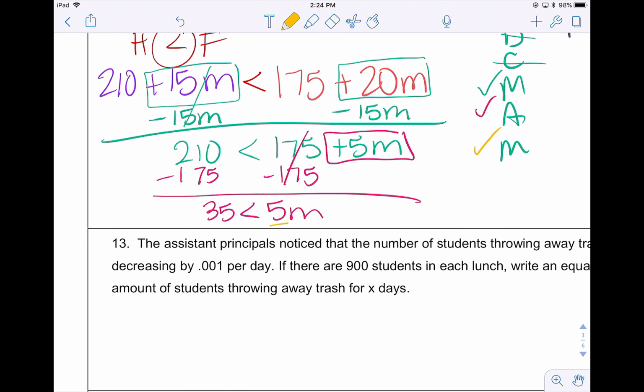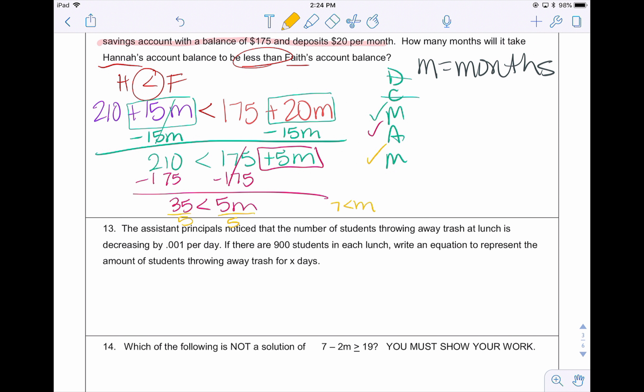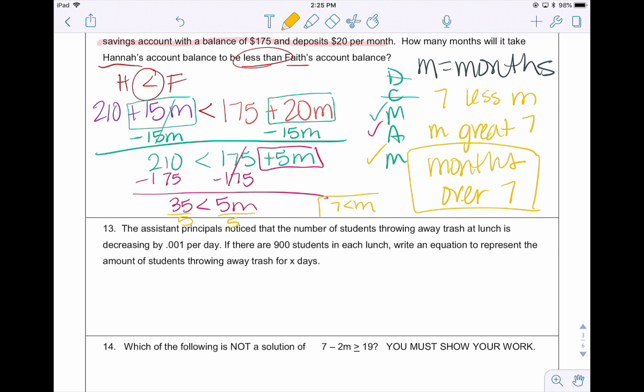To finish this problem, I'm going to divide by 5 on both sides. So 7 is less than M. When we write this out, 7 is less than M, so M is greater than 7. So months over 7, or you could also say more than 7 months. Again, some of these will just need something like this. Some of them might be wordy, so if they are in words, we want to make sure you know how to do that.